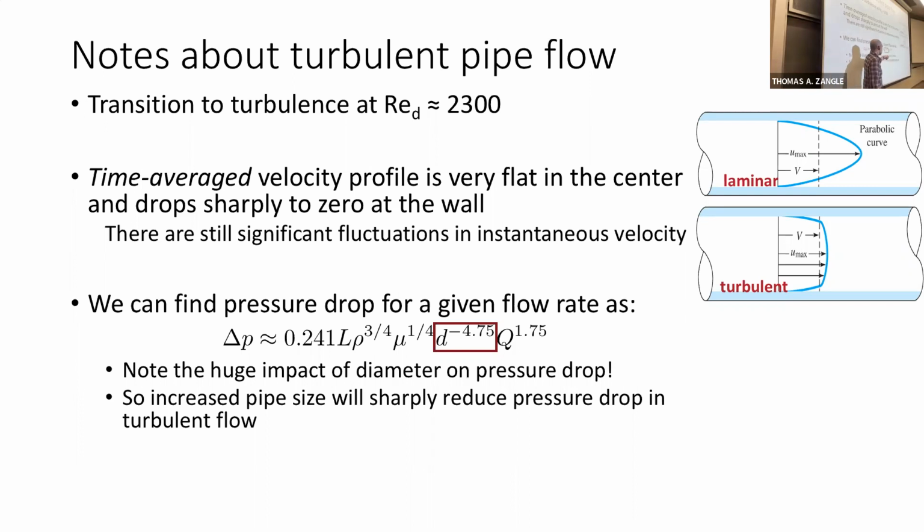Well, you don't have to go that much larger in diameter to have a really dramatic impact on the pressure drop. Just a slightly larger increase in pipe diameter can really dramatically decrease the pressure drop across that run of pipe. So increased pipe size sharply reduces pressure drop in turbulent flow.